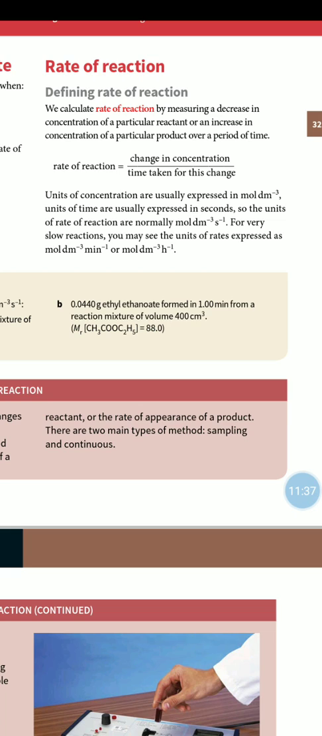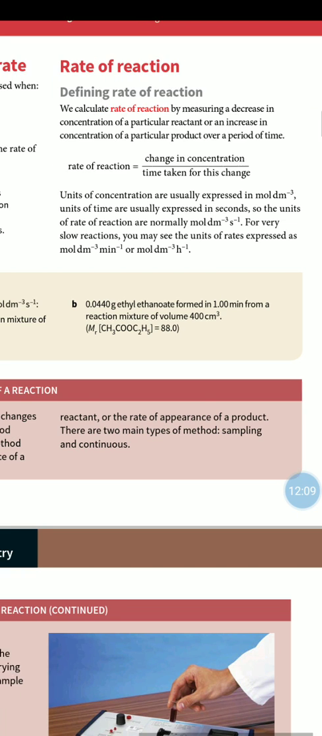Leave a line and write. Usually, the rate would have units of mole per cubic decimeter per second, mol dm^-3 s^-1, full stop, open brackets. For slow reactions, it could be mole per cubic decimeter per minute, mol dm^-3 min^-1, or mol dm^-3 h^-1, that is per hour.